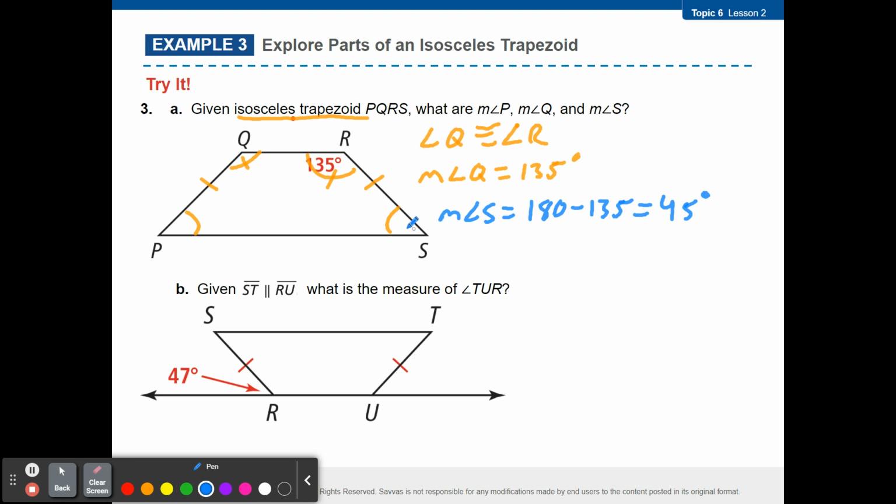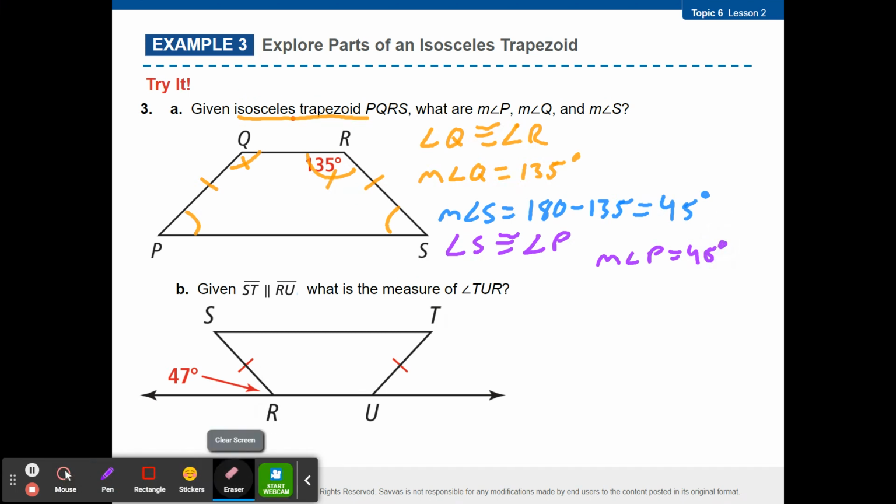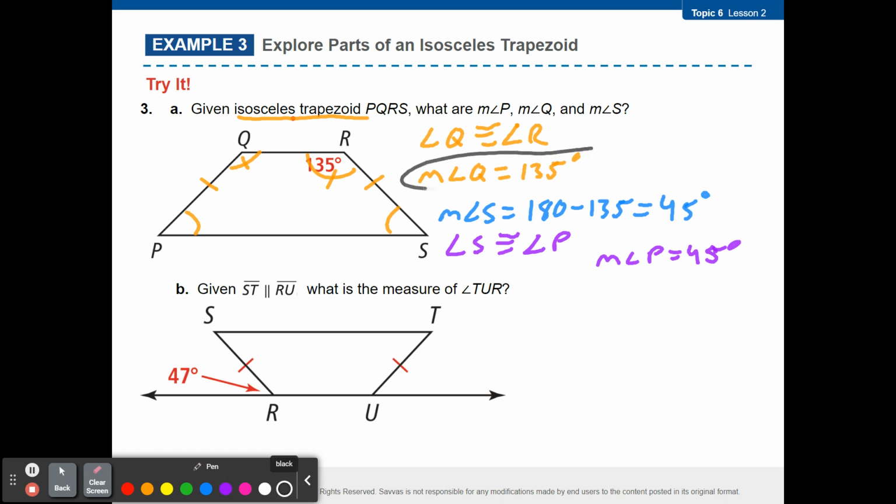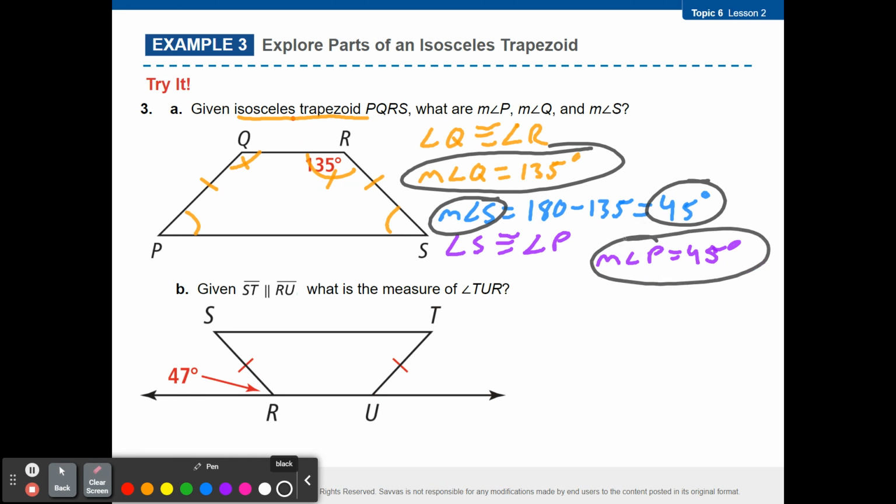And since angle S is congruent to angle P, we know that the measure of angle P will also be 45 degrees, provided I can actually write a 5 on here. So our answers: the measure of angle Q is 135, the measure of angle S is 45, and the measure of angle P is 45 degrees. Yes?